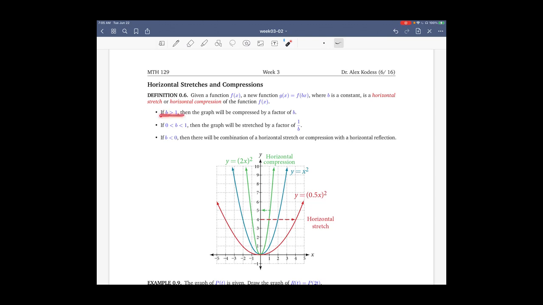If b is greater than 1, the graph will be compressed horizontally by a factor of b. If b is between 0 and 1, the graph will be stretched horizontally by a factor of 1 over b. And if b is less than 0, you would have to perform horizontal stretches or compressions in combination with a horizontal reflection about the y-axis.